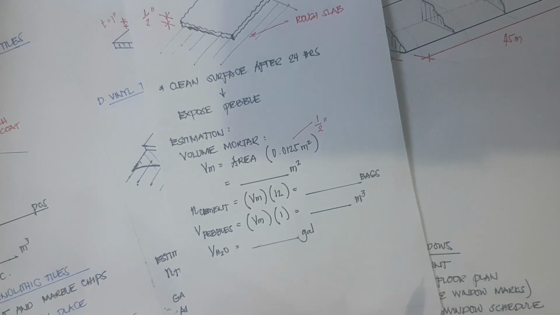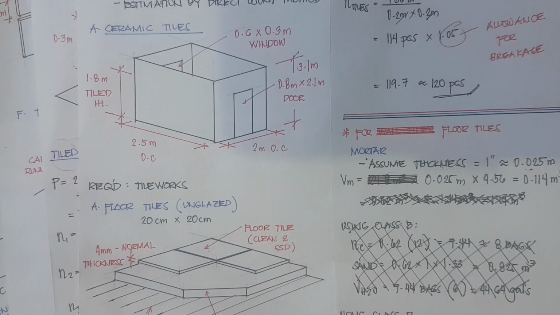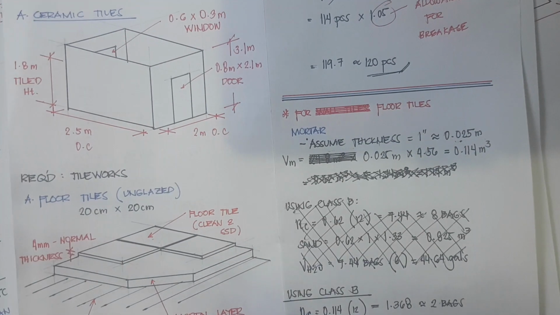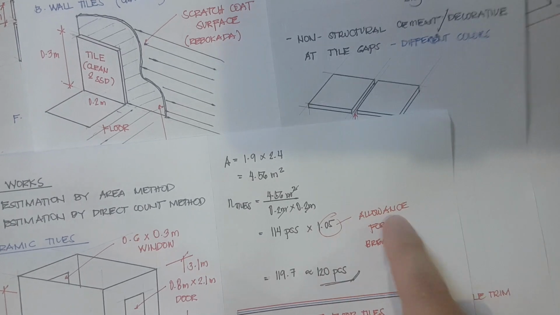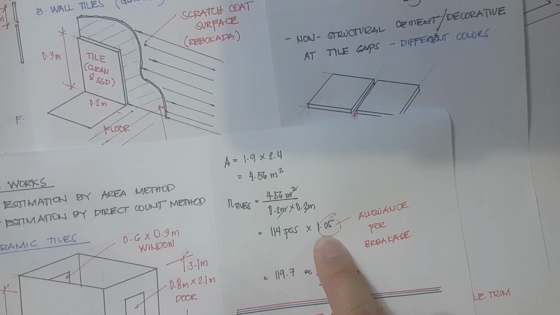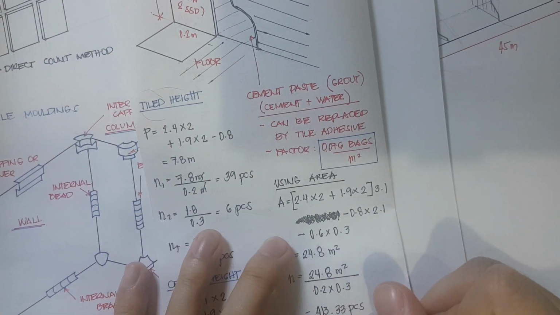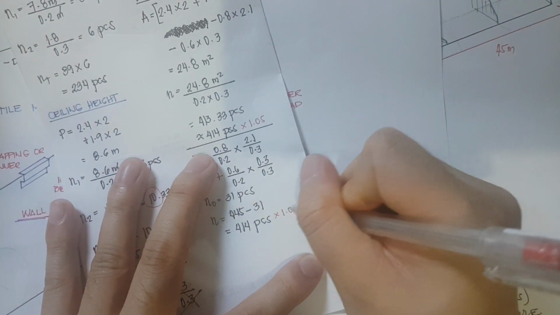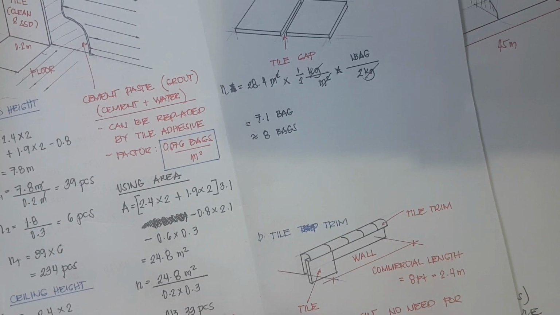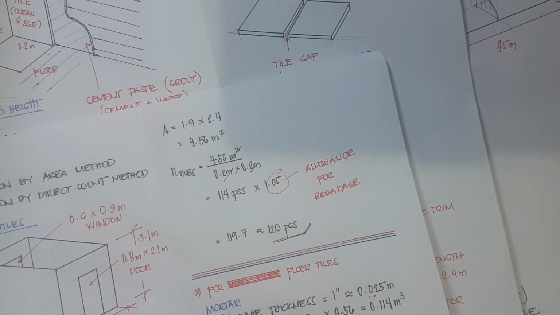Earlier we said that after computing for the number of pieces, we are done. No. Please be reminded that earlier, when we were solving the number of tiles, we introduced a factor of allowance for breakages, which is 5%. So, if we go back to our wall tiles, we should have a multiplier of 1.05. And here too, we have 1.05. And in our other computations, there should also be the 1.05. I repeat, there should be the 1.05 because it is the allowance for breakage for tiles.